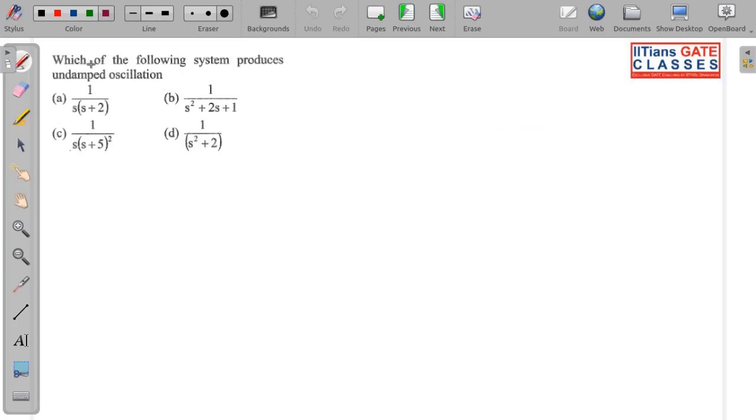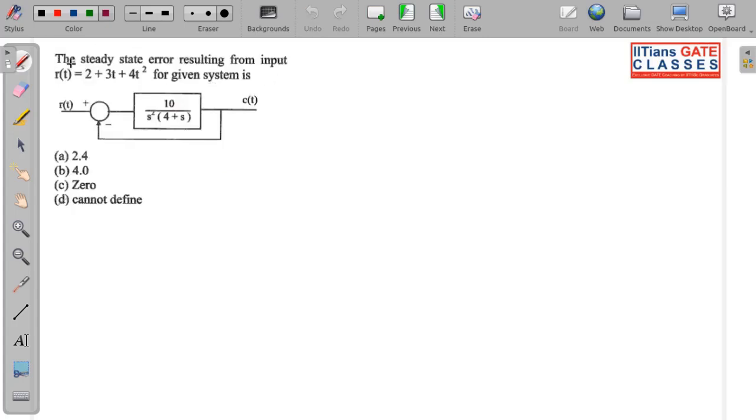So the next question: which of the following systems produces undamped oscillation? Undamped oscillation is produced when zeta equals 0. Over here this is s plus 2, over here this is a second order system, and this is third order, and here you can see 1 divided by s squared plus 2. So here zeta is equal to 0. So option D is your correct answer.